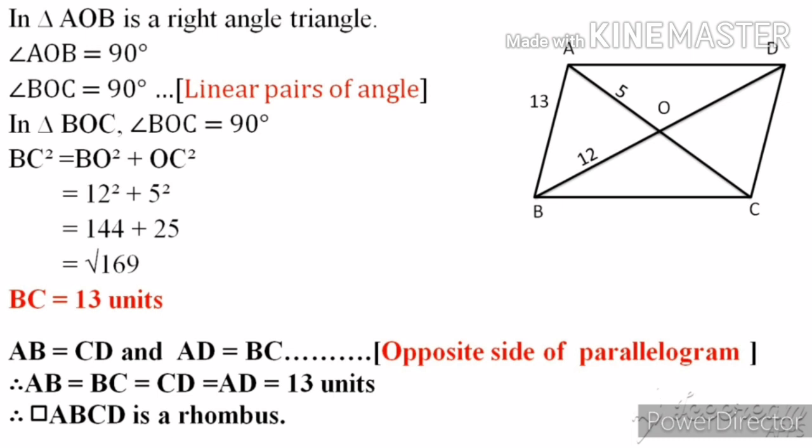Here, AB equals CD and AD equals BC, as opposite sides of a parallelogram are congruent. Now students, here we got AB value already given as 13 and BC we got as 13. So, AB equals BC, BC equals CD and CD equals AD. Means all four sides of the given parallelogram are 13, congruent. So, here we have proved that quadrilateral ABCD is a rhombus.